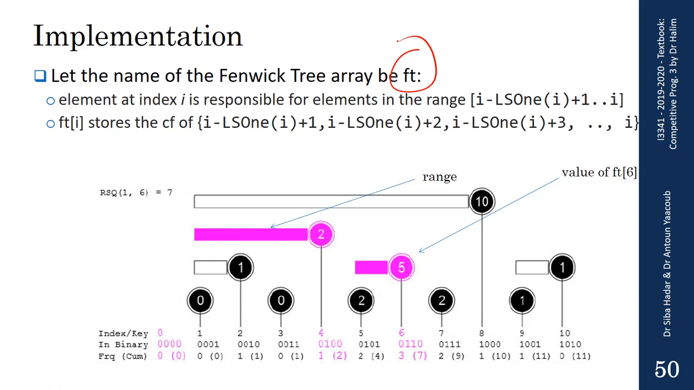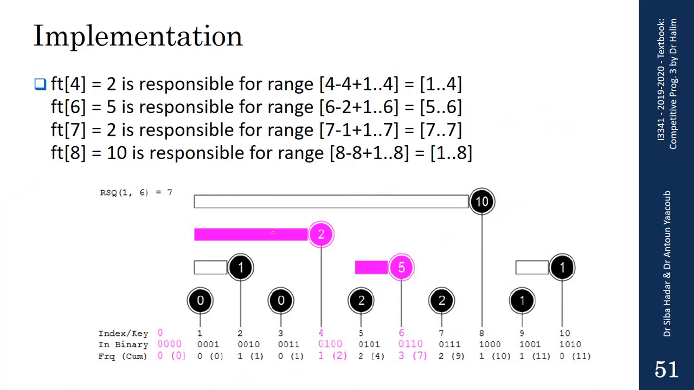So here we have ft of i. ft of i will store the elements from i minus ls1 of i plus 1 to i. What does it mean? Here we have the visual. It means that index 4, ft of 4, will store the values of ft of 3, ft of 2, and ft of 1. Let me do the calculations and review the elements. Here we have the value of ft, and here we have the range, what it covers.